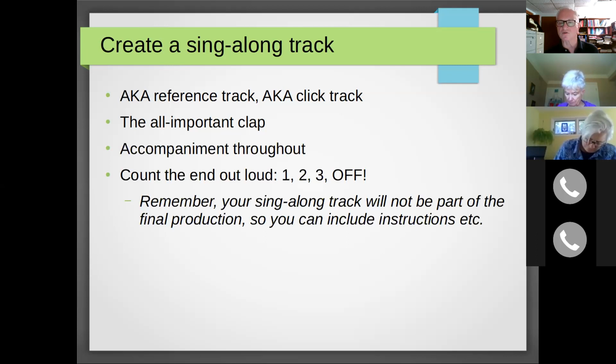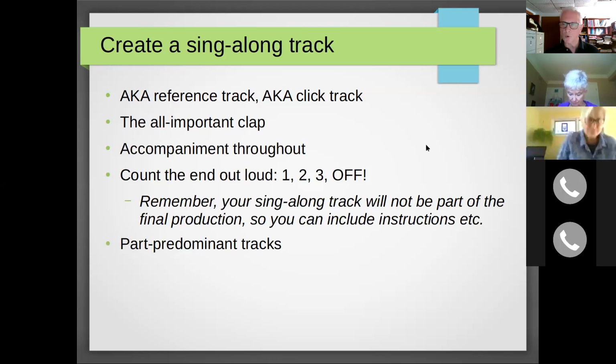Once you've got a sing-along track created, you might consider creating part predominant tracks. So what I do with my choir is I create my basic accompaniment track, and then I have each of my choral scholars record their part, and I take it and I create a soprano track and an alto track. And so on those tracks, they can hear their own part and they can sing along with that.